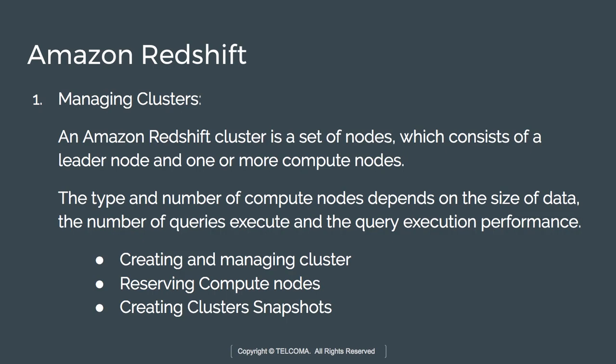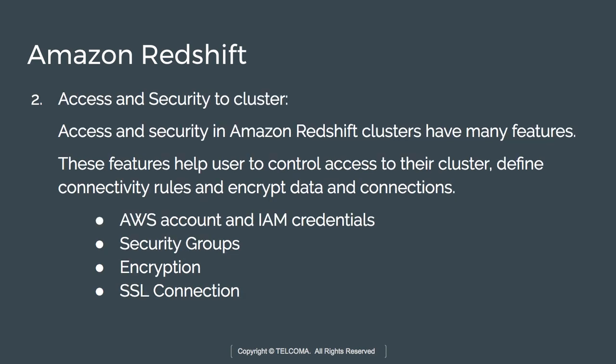Creating cluster snapshots. Snapshots are point-in-time backups of a cluster. There are two types of snapshots, automated and manual. Amazon Redshift stores these snapshots internally in Amazon S3 by using an encrypted SSL connection. If the user needs to restore from a snapshot, Amazon Redshift creates a new cluster and imports data from the snapshot that the user specifies. This is managing a cluster.